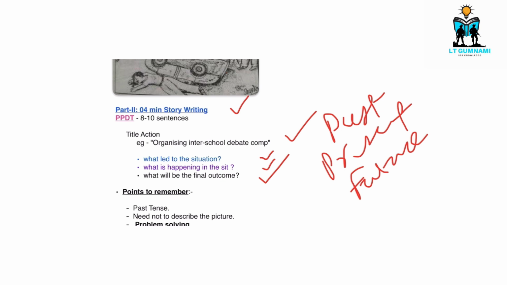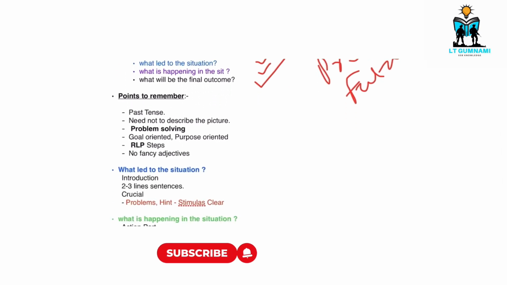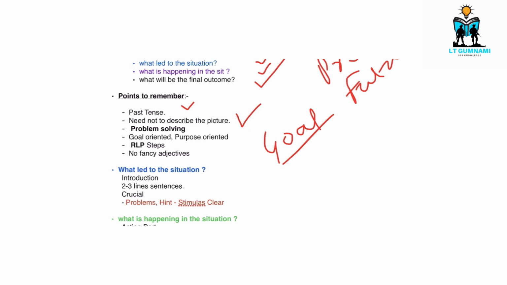Before writing your story, there are a few points you have to remember. The first thing is that your story should be in past tense. You need not describe your picture, and you should find some problem or goal in your theme. Your story should be a problem solving story or a purpose oriented story. There should not be any use of fancy adjectives, and you should use RLP steps. What is RLP? I will tell you in a few minutes.